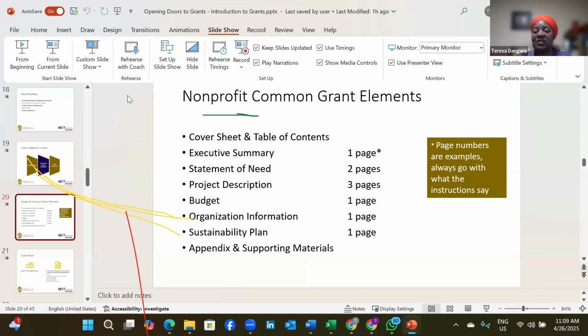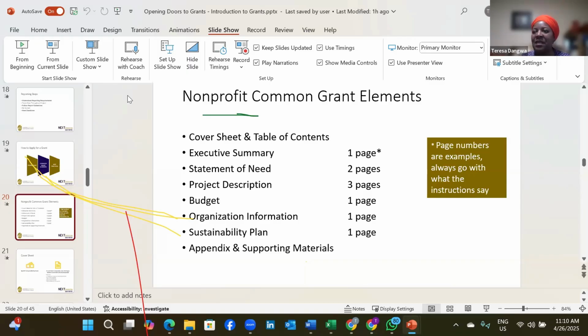And then there's a statement of need. Usually this is also about 2 pages. And then the project description is usually 3 pages. The budget is usually 1 page. And then the organization information is usually 1 page. The sustainability plan is usually 1 page. And then the appendix and supporting materials.